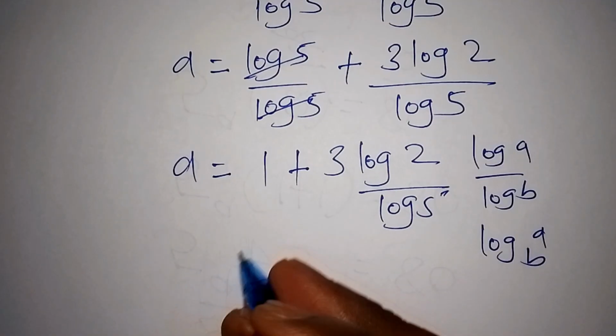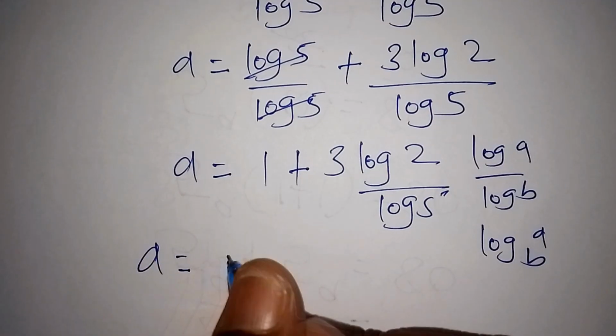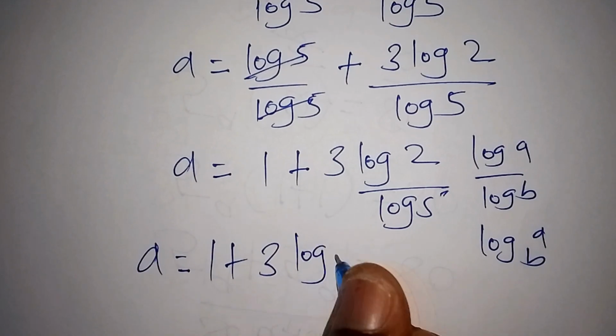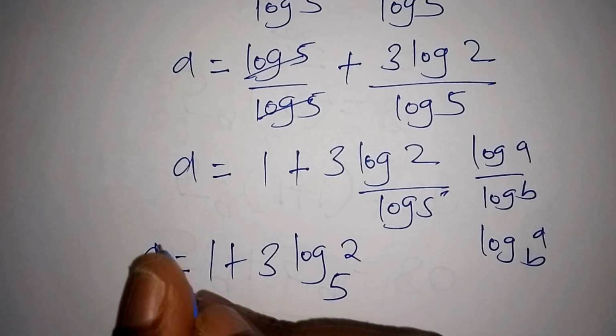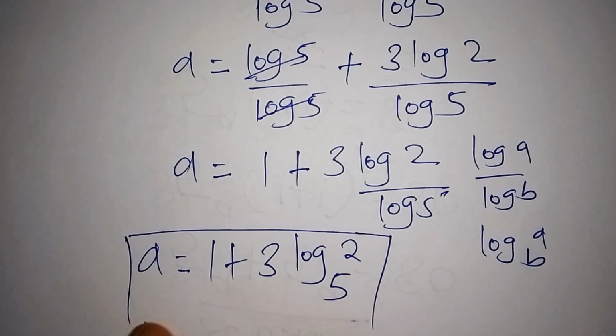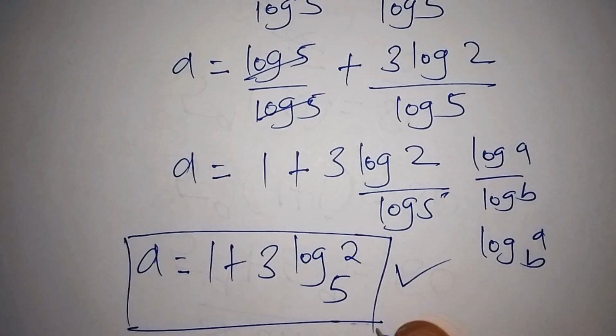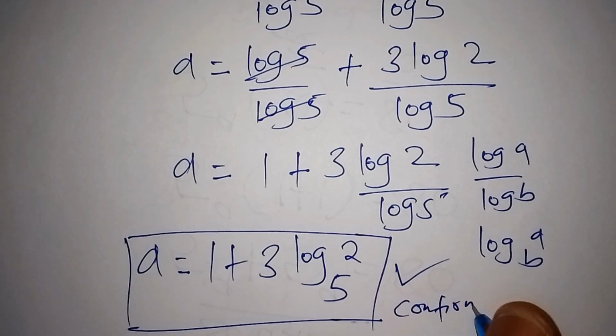So here our value for a shall be equal to 1 plus 3 log of 2 to the base of 5. So this one qualifies to be our correct answer. So let's confirm it very fast and check. So this is what we had.